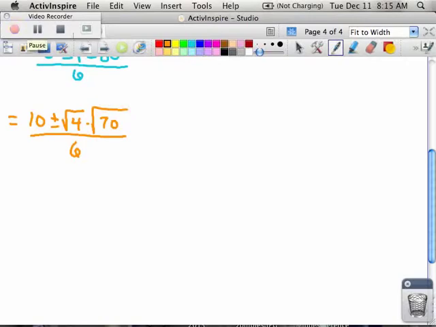Okay, so then as we work with this, what we see is that the square root of 4 we know, so we have 10 plus or minus 2 times the square root of 70, because the square root of 4 was 2, and that's all over 6.